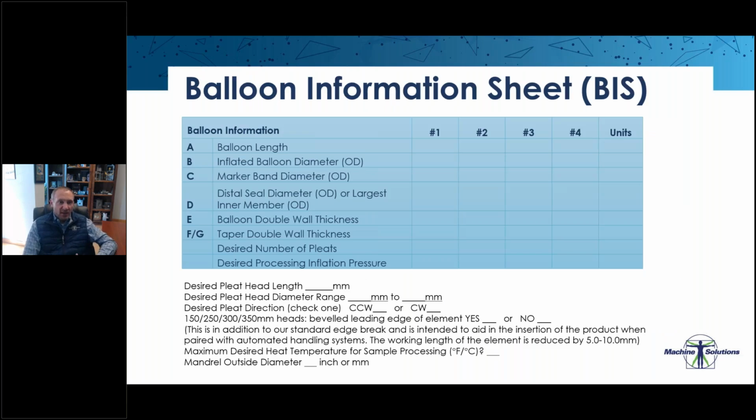This is an example of the BIS and the different categories or parameters that we look to collect, and it can go upwards of 4 or more balloons depending on what the user needs to pleat and fold within their matrix. This is typically detailed early in the process. It allows our engineering team to take a look at it and understand what number of pleats would be best suited for this application, lengths of heads, diameters, and some of those general parameters that really feed the design process. So we're going to dive into each one of these a little bit further.